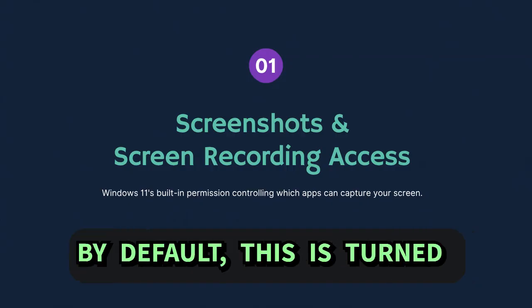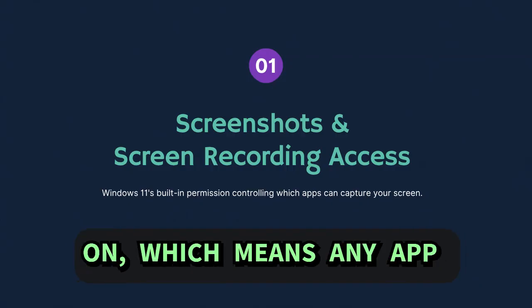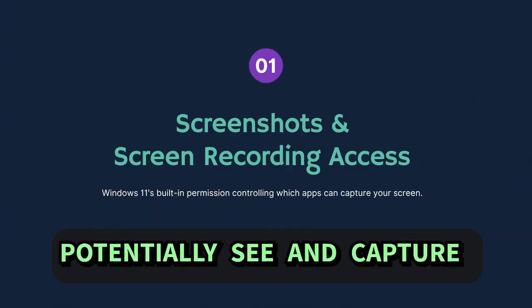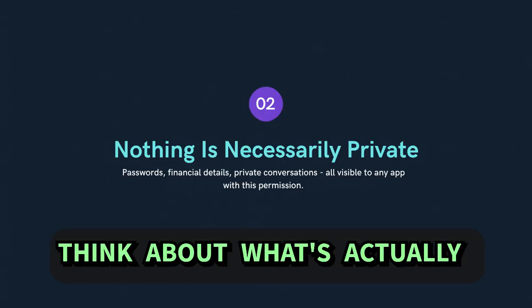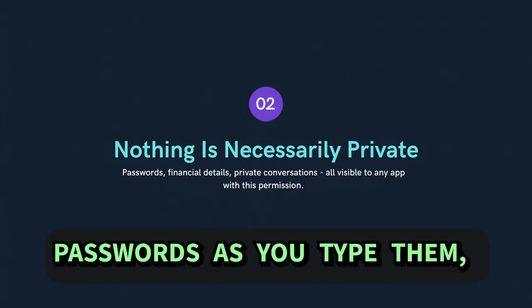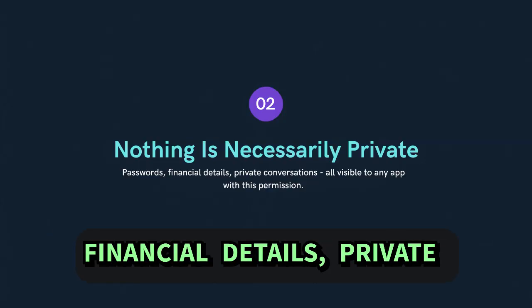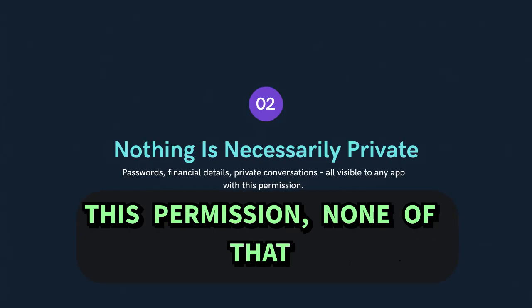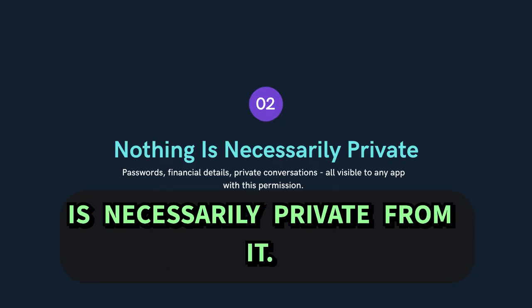By default, this is turned on, which means any app you've approved even once can potentially see and capture your screen. Think about what's actually visible on your screen on an average day. Passwords as you type them, financial details, private conversations. If an app has this permission, none of that is necessarily private from it.